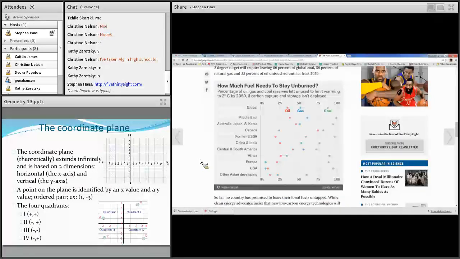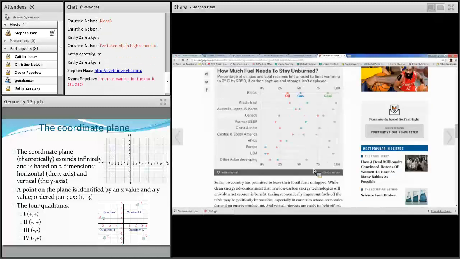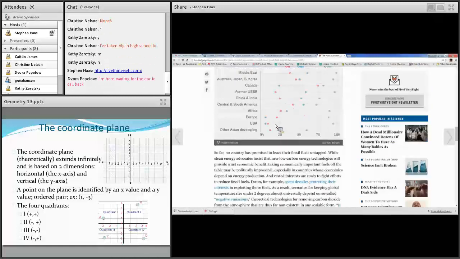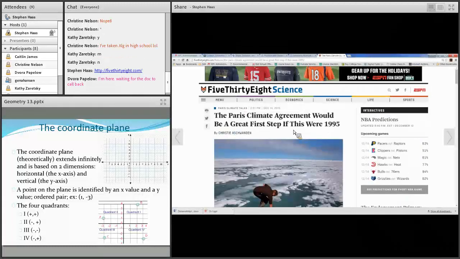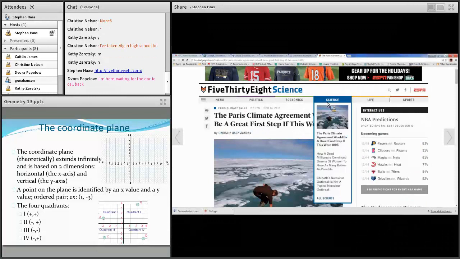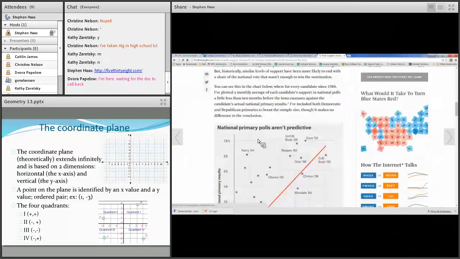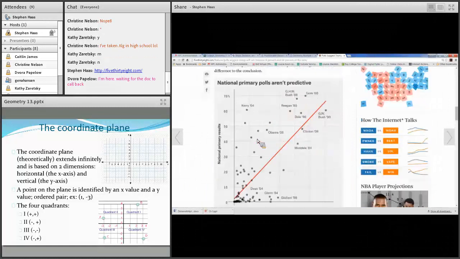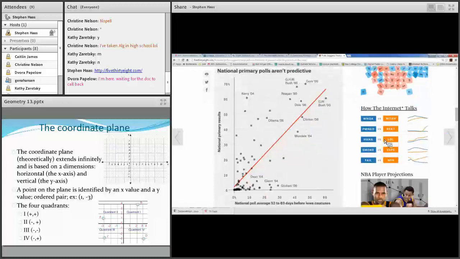Now, in this example here, one of them is a quantity, and the other happens to be countries. So this happens to be about a discussion. But in the politics articles, they usually have graphs at least at one point or another. Okay, there we go. Here's an example. Here is a classic example of an x and y value.